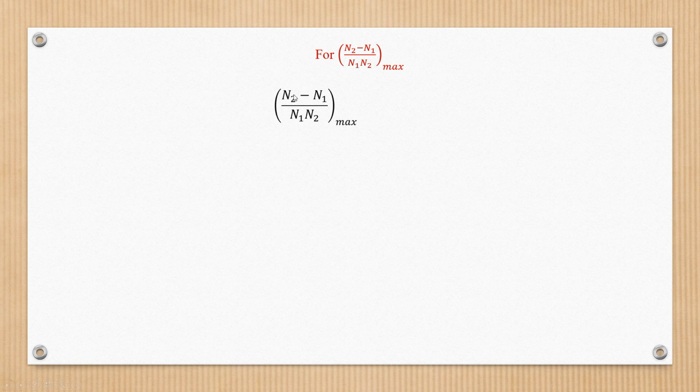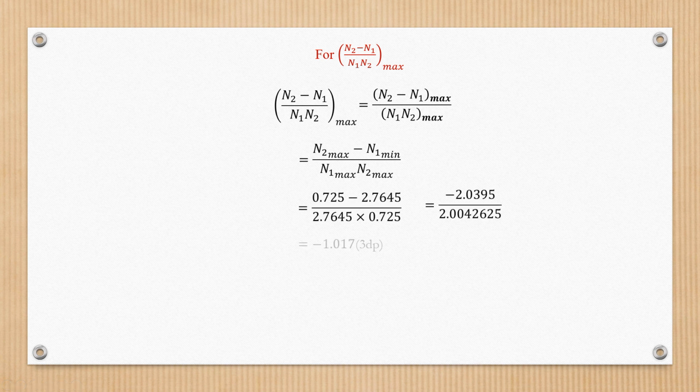Alright, so in dealing with the maximum side of it, let's look at where we find the maximum, where at the top we have a negative. When we're dealing with the negative numerator, at the top I'll have the maximum over the maximum at the bottom. So this shall be n2 max minus n1 min over n1 max times n2 max. This gives me negative 1.017 to 3 decimal places. Now for the range, I look for the minimum value and the maximum value. The smaller of these values is negative 1.037, which we get from the minimum, and the maximum value is negative 1.017, and this is the answer they wanted.